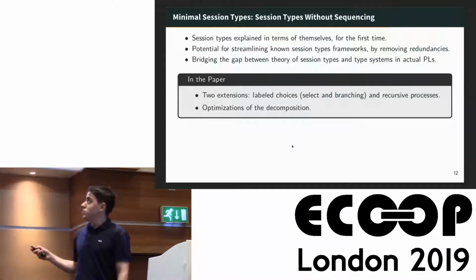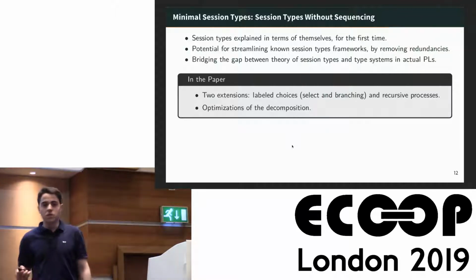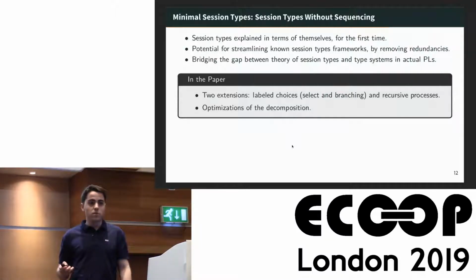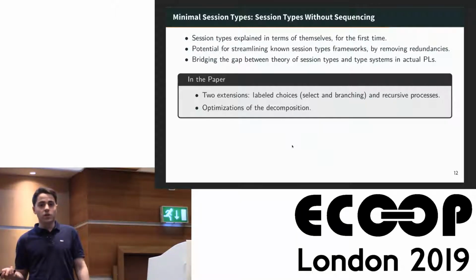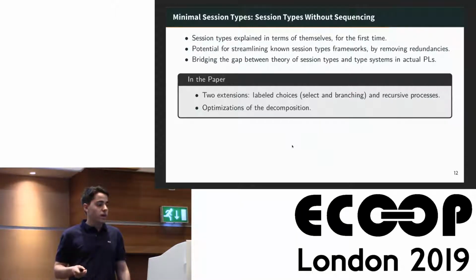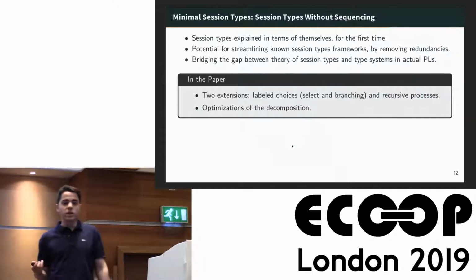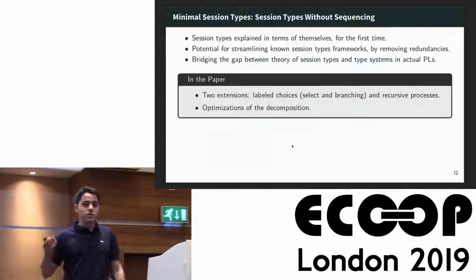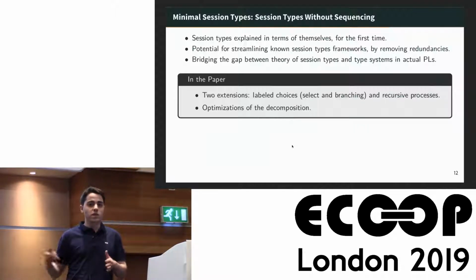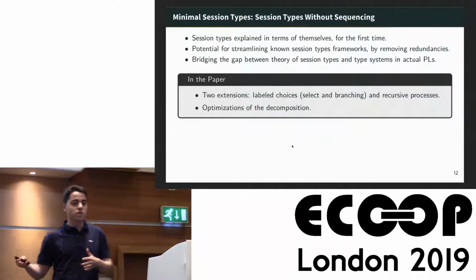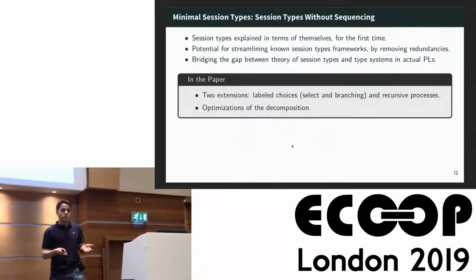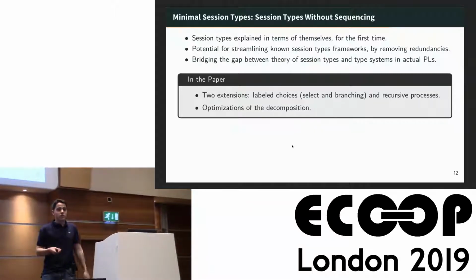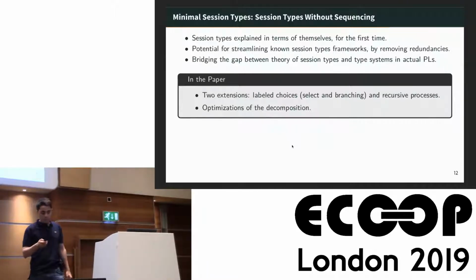Also, we provided 2 convenient optimizations of our decomposition. That is that we can dispense with polyadic communication in this breakdown, and the other is that we can translate from trios, that is processes with maximum 3 sequential prefixes, into duos, that is processes with maximum 2 sequential prefixes.